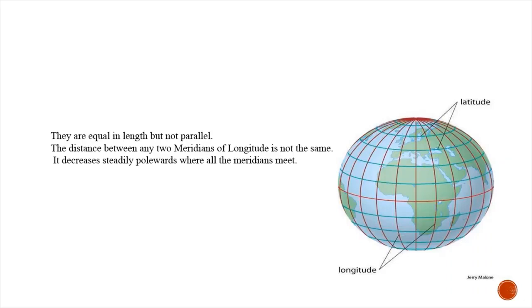The distance between any two meridians of longitude is not the same. It decreases steadily polewards where all the meridians meet. If you observe, this is the equator. The distance between any two longitudes will be more near the equator and they steadily decrease as they go towards the poles.